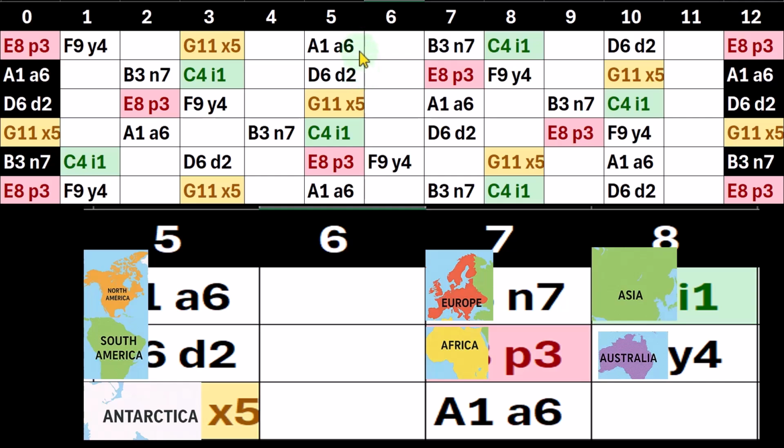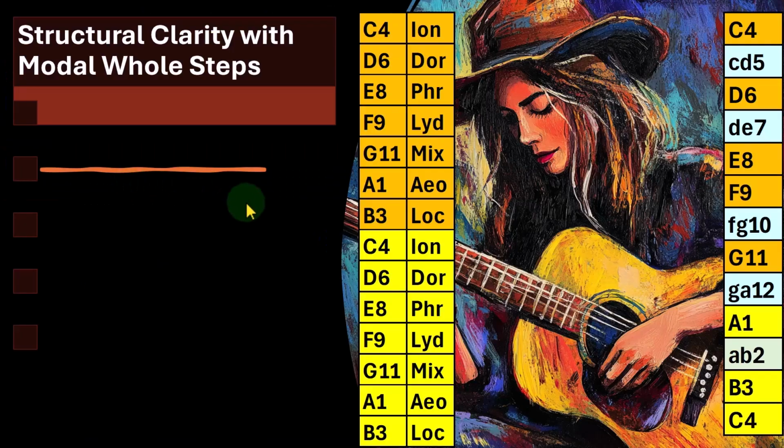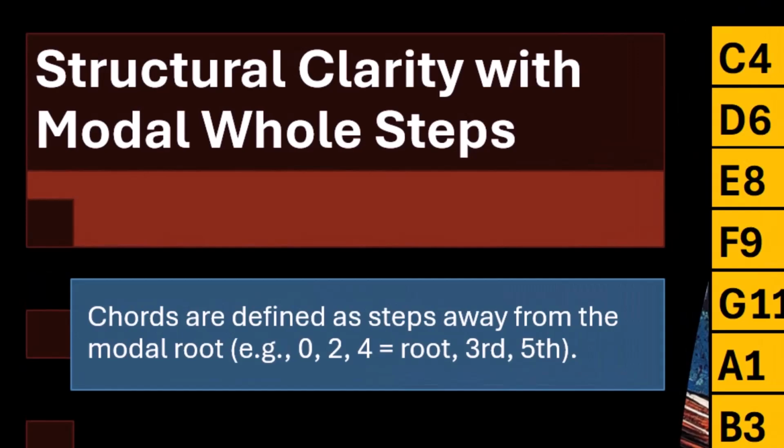I want to see it as going from the Aeolian to the Dorian, from the 6 to the 2. Those are both minor triads, but they're actually different shapes. Structural clarity with the modal whole steps. So chords are rooted as steps away from the modal root.